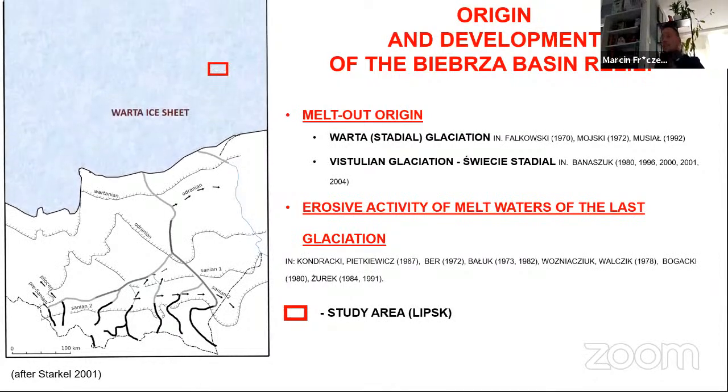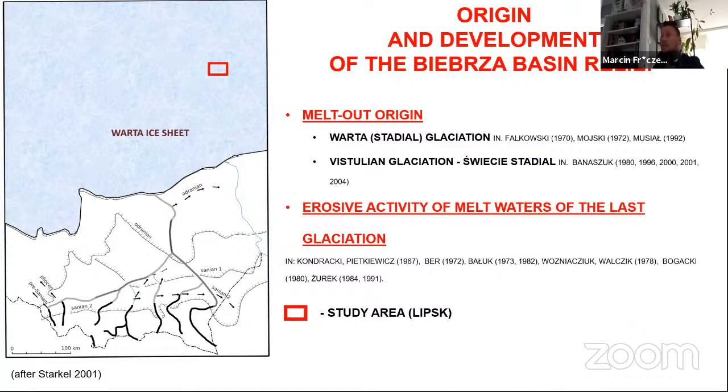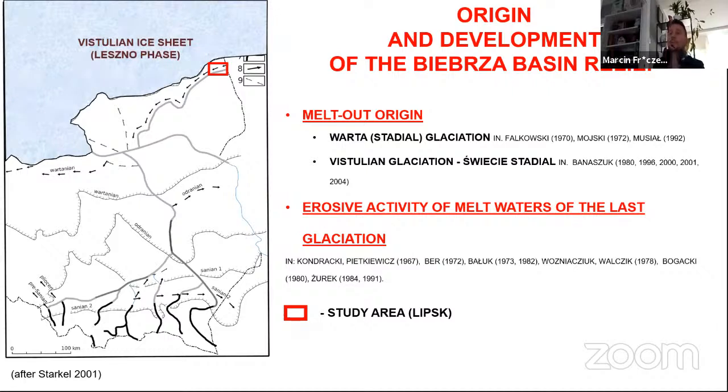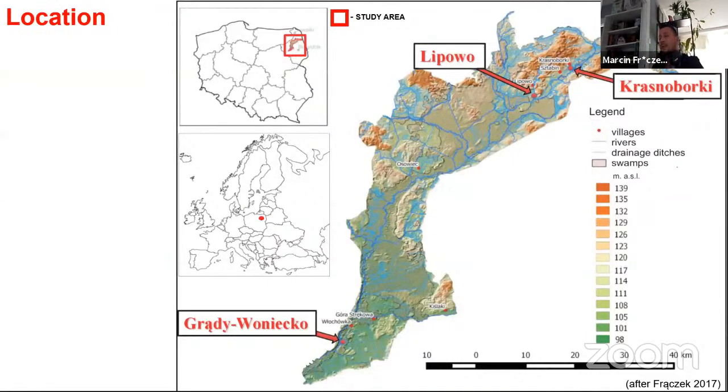For us, the most important thing is that during the Warta ice sheet, this whole area was covered by ice sheet, and one origin is about the melt-out of this, called the Warta stage. And the next thesis is that this valley was built by erosion water from the Vistulian ice sheet. So we will focus on that, but I will say a couple words later. And this Lipsk site, which is located furthest north, is part of the research that I continued during my PhD work and will also continue in the next years.